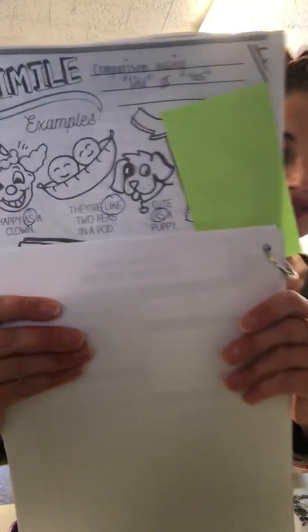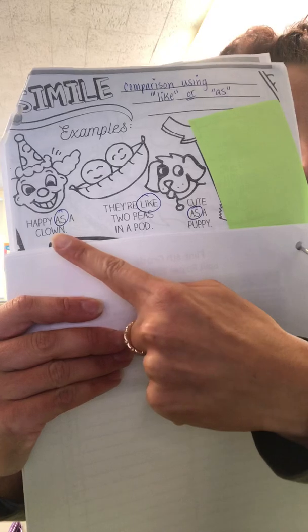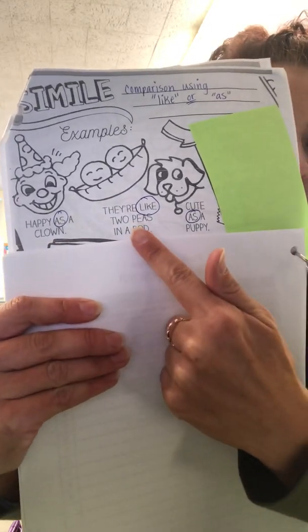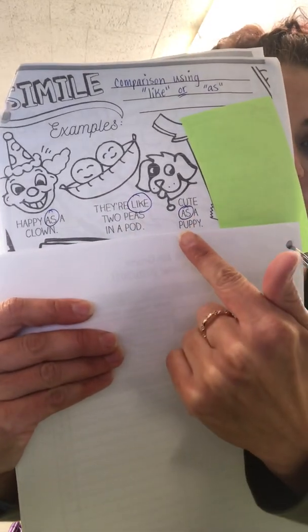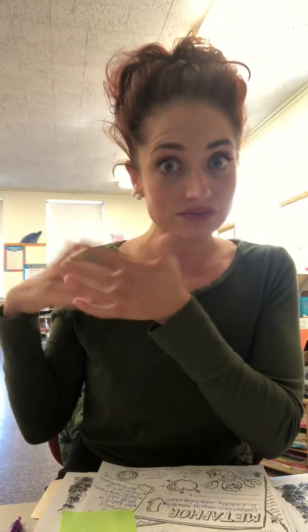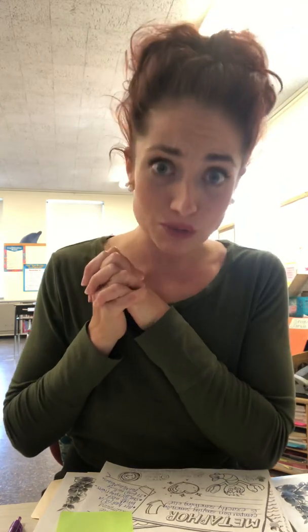Now, just to clarify, this is what you would have done. You would have circled the as in the clown example, the like in the pea pod example, and the as in the puppy example. But you know what, it's not just fun to look over examples that were given to us. So we had some fun in class, and we came up with our own examples generated by your classmates that are here, that miss you dearly, by the way. We all miss you. Would you like to know the examples that we came up with?